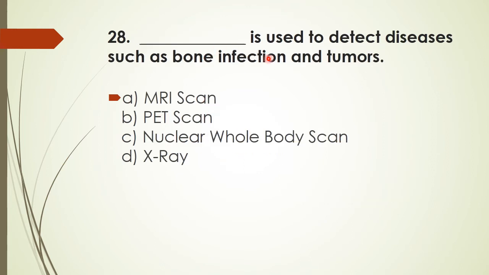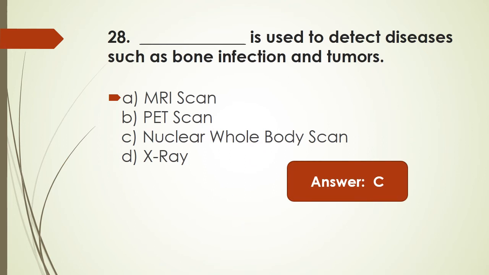Next question. Dash is used to detect diseases such as bone infection and tumors. So for detecting bone infection and tumors, nuclear whole body scan is needed. So option C is the right answer.